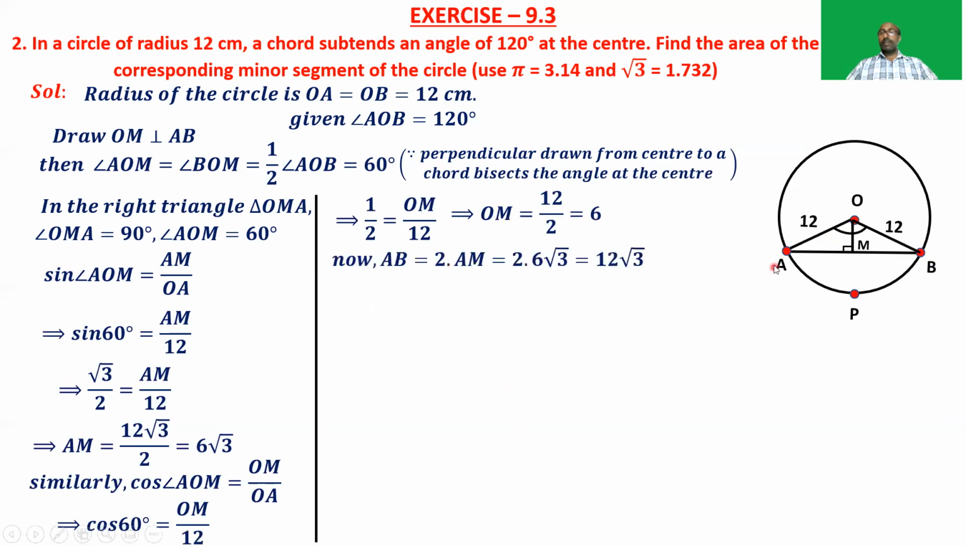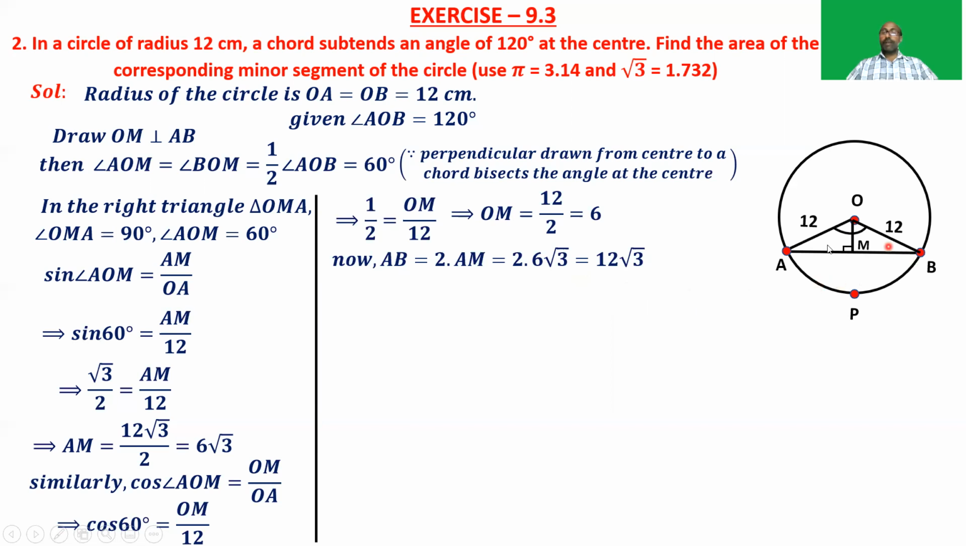Now, the length of AB is equal to twice the length of AM, because here AM is equal to BM is equal to half of AB, since the perpendicular drawn from center to a chord bisects the chord. So AB is twice the length of AM. So AB is 2 into AM, where we have AM is equal to 6 root 3, and this is equal to 12 root 3.